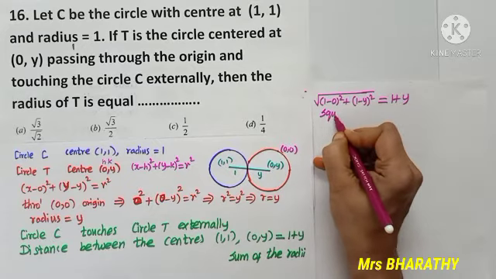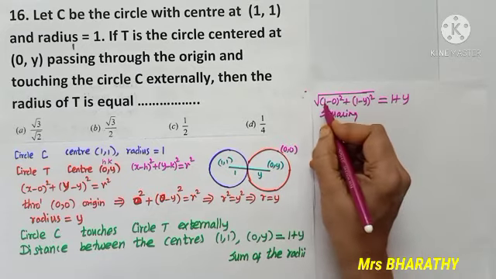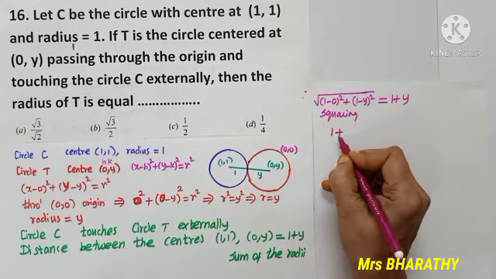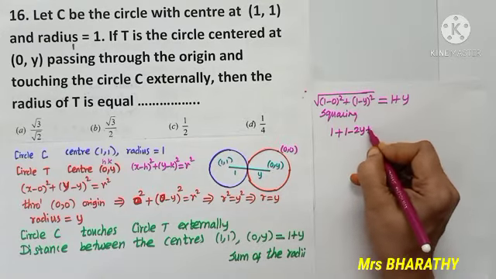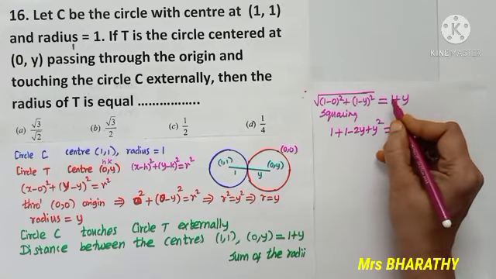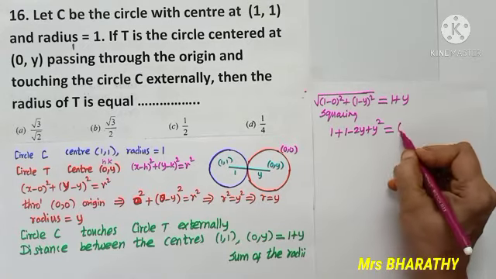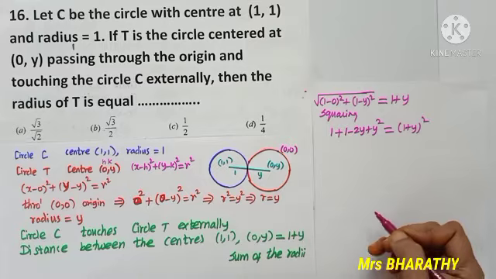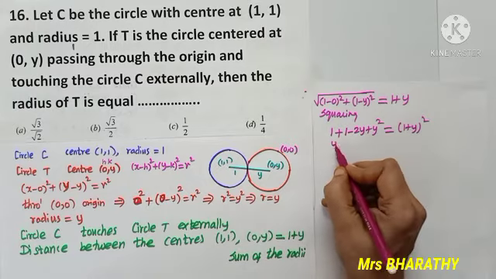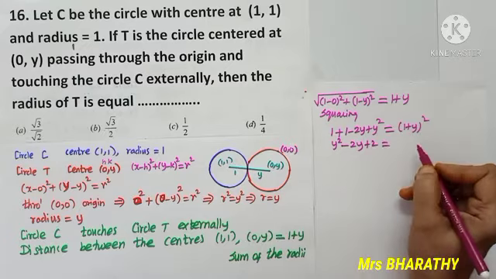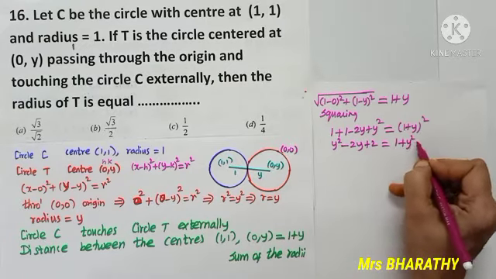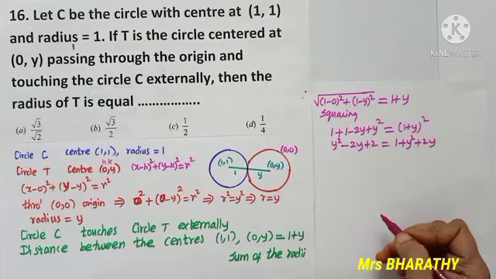Squaring on both the sides, I get 1 plus 1 minus y. If I expand, 1 minus 2y plus y square. RHS, as I square, it is 1 plus y the whole square. As I simplify, y square minus 2y plus 2 is 1 plus y square plus 2y.